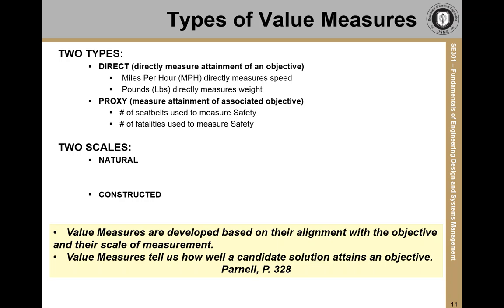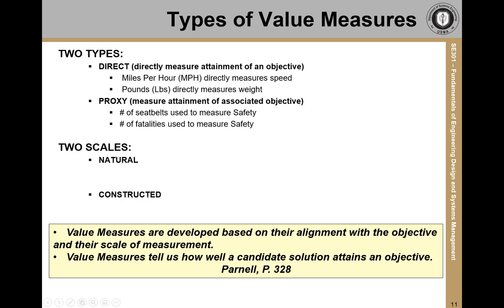For a certain car model, what is the number of fatalities per 100,000 miles driven, something along those lines. All right, that's a proxy measure. It implies there's some association with safety, but it's not necessarily measuring safety directly. So we'd call that a proxy measure.